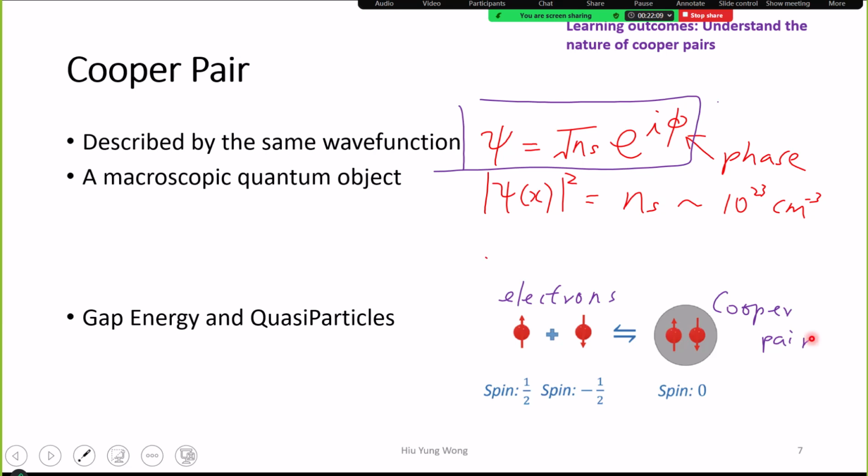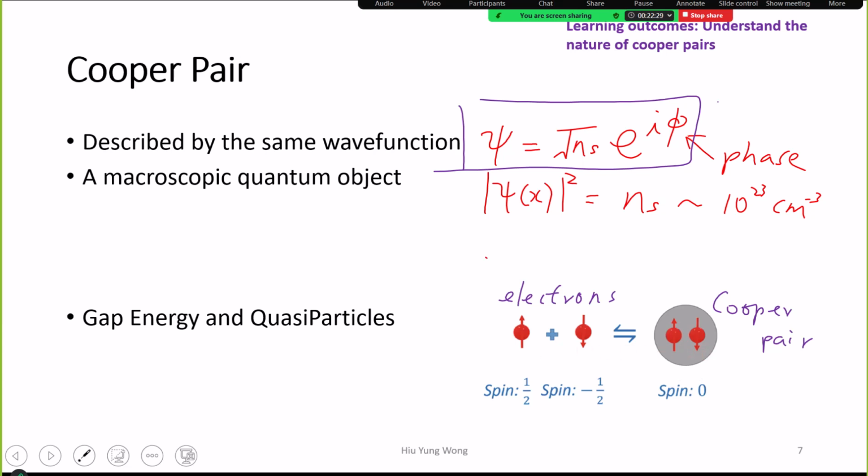But based on this, you see that I have an arrow going from left to right. This is just like a chemical reaction. Two hydrogen atoms combined together become a hydrogen molecule. A hydrogen molecule can also dissociate into two hydrogen atoms. So you can go to the left, go to the right.